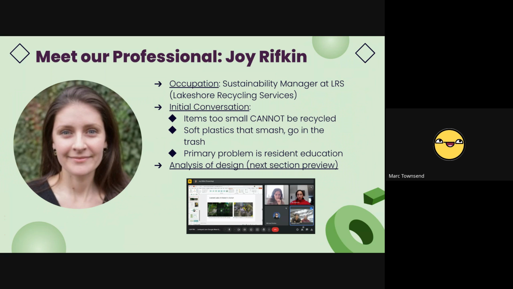Some things that we learned from her that we weren't as able to get from our other research was that items of a specific size cannot be recycled. Items typically smaller than a fist will, even if you throw them in the recycling, largely end up in the landfill. Soft plastics that smash go in the trash. Those plastics are also not recyclable and are another thing that will end up in the landfill, whether or not you throw them in the trash or the recycling bin.